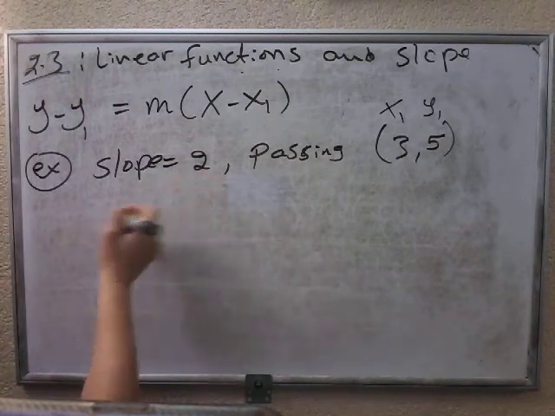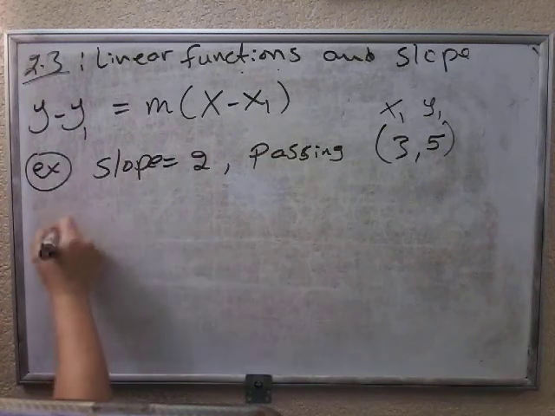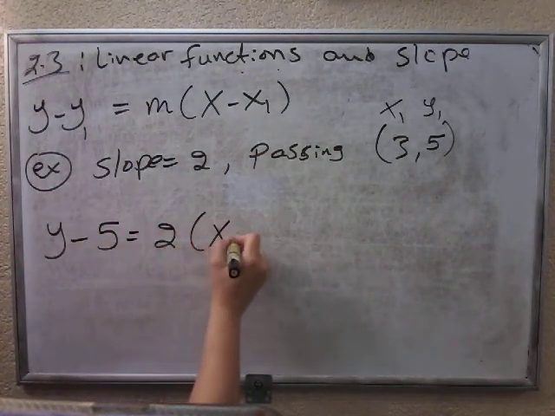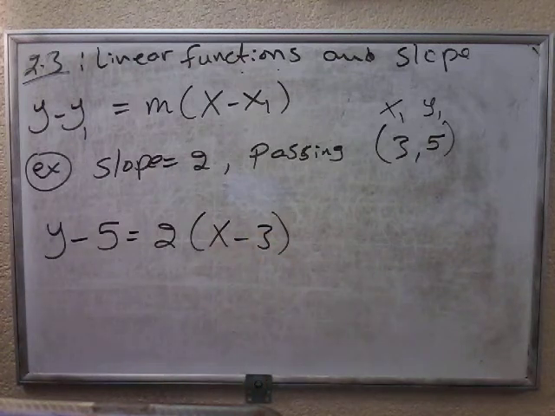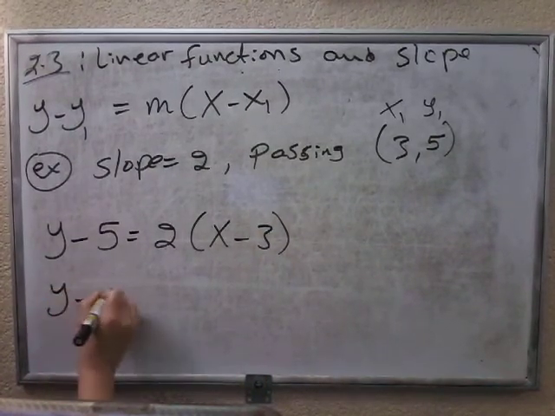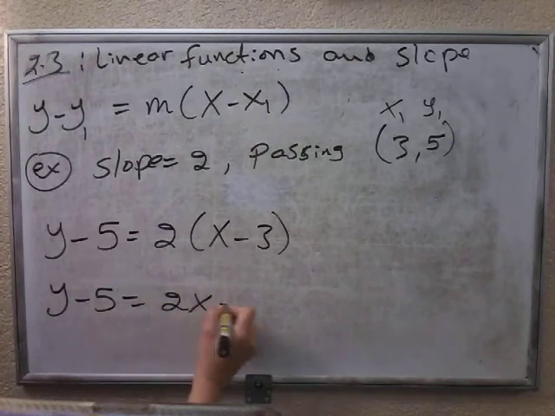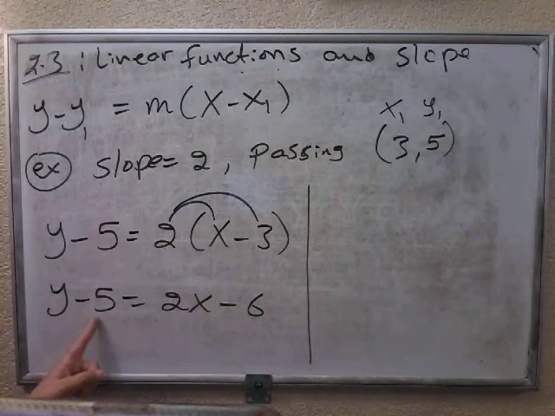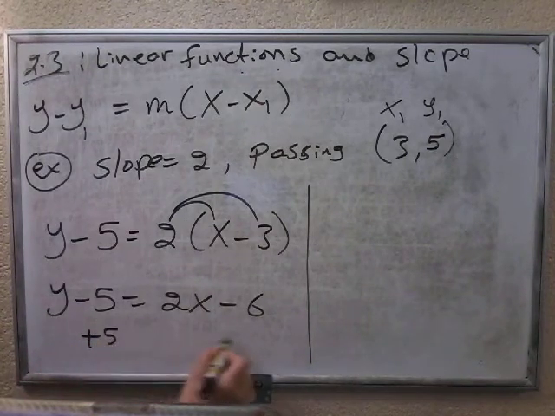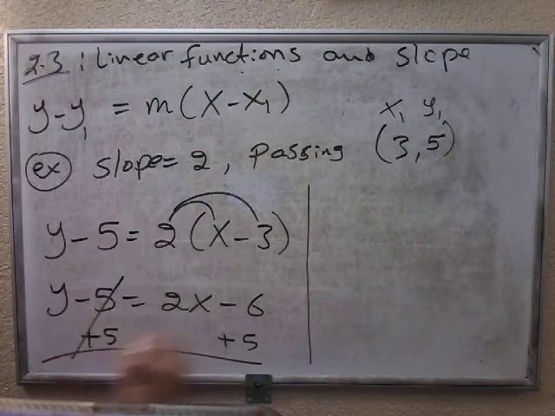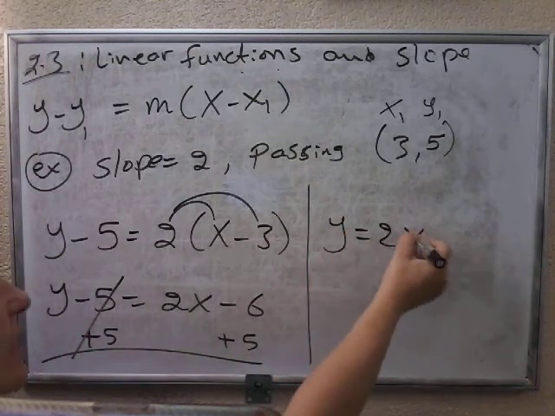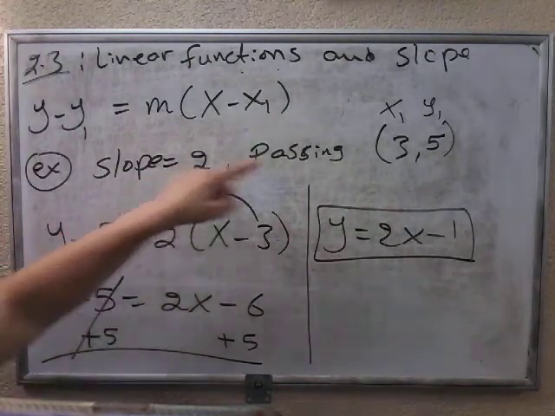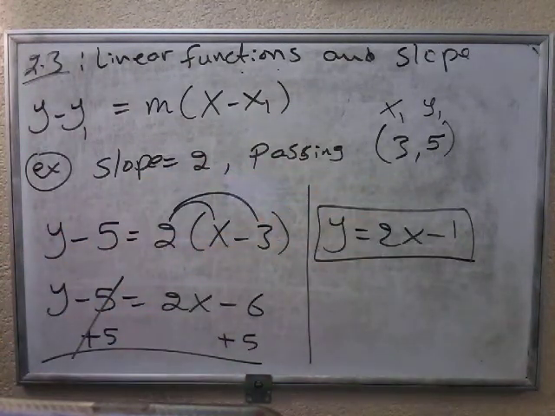Remember, the slope is 2 over 1. And I named them x1, y1. So this is y minus 5 equal to 2 times (x minus 3). I substitute it. So that's y minus 5 equal to 2x minus 6. Do the distribution here. Add 5 to both sides. y equal to 2x minus 1. I found the equation of the line that has a slope of 2 and passing through the point (3, 5).